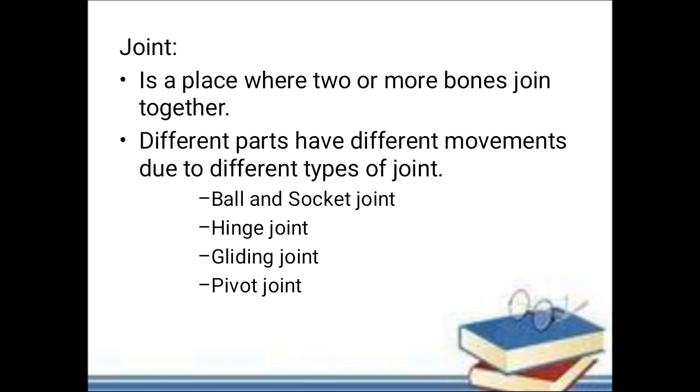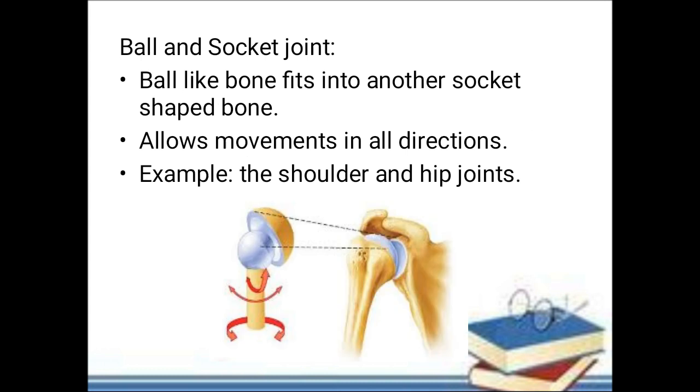All right, now we are going to discuss the joints. When two or more bones meet in a place, it is called a joint. The different joints are the ball and socket joint, hinge joint, gliding joint, and pivot joint.